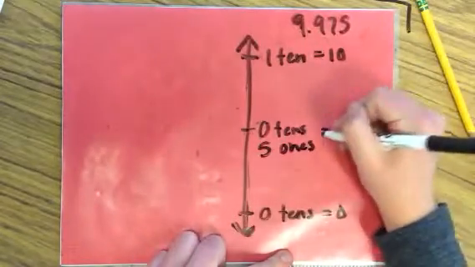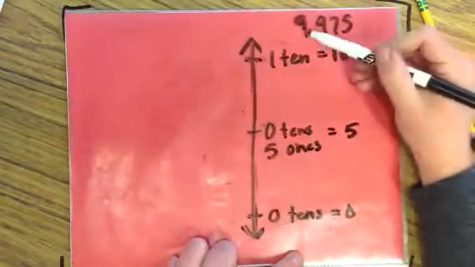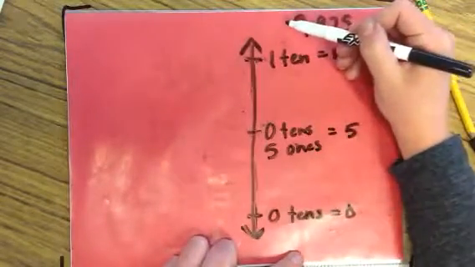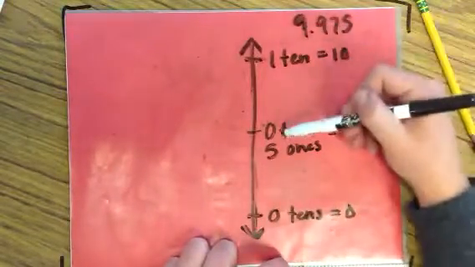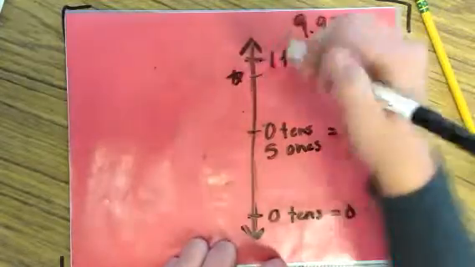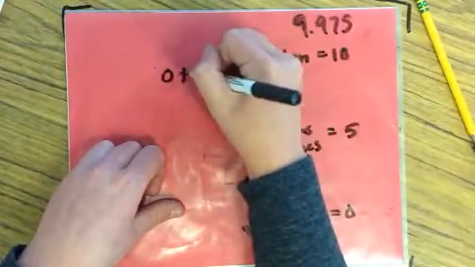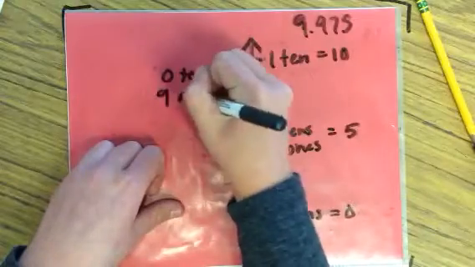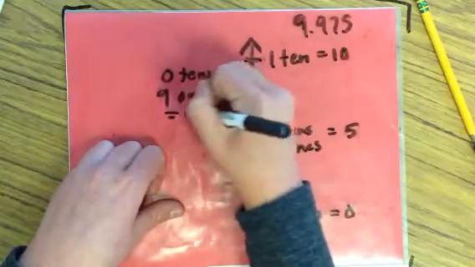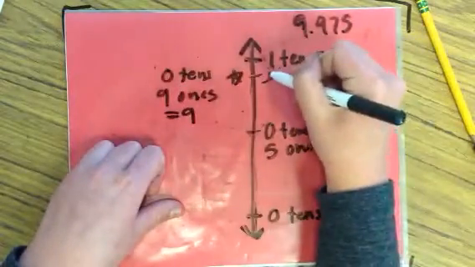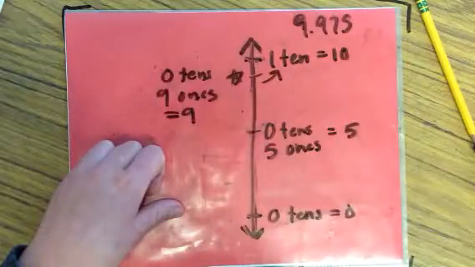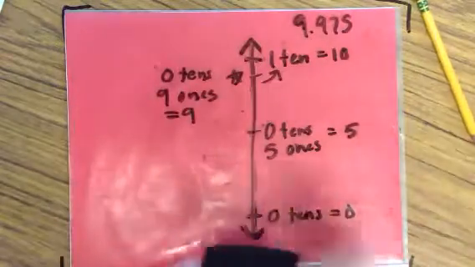5 ones equals 5. Oh, look, I don't have any 10s, but I have 9 ones. So 0 tens, 9 ones. It's going to be up here. 0 tens, 9 ones equals 9. So I'm going to round that right on up to 10.